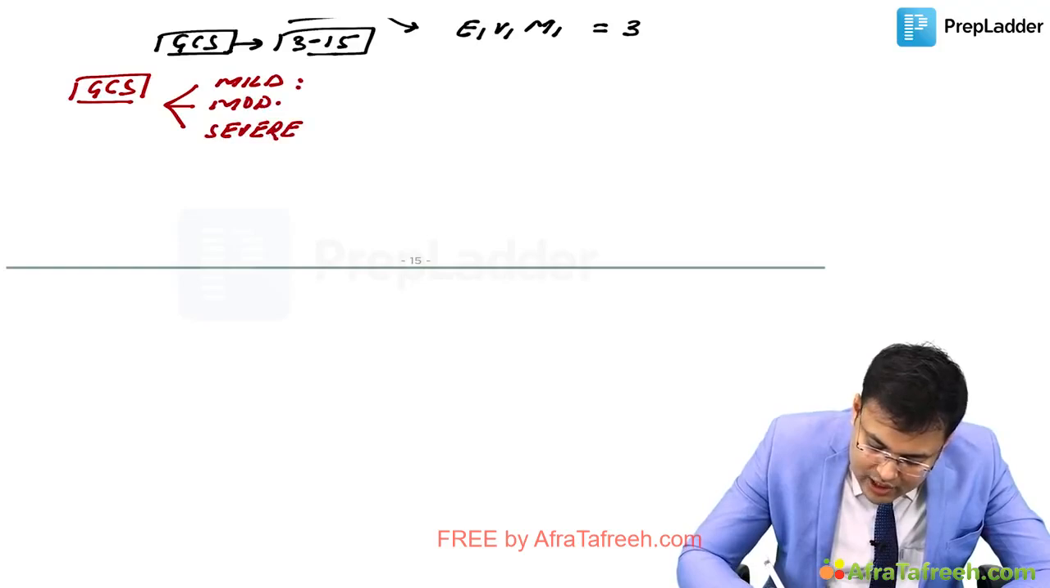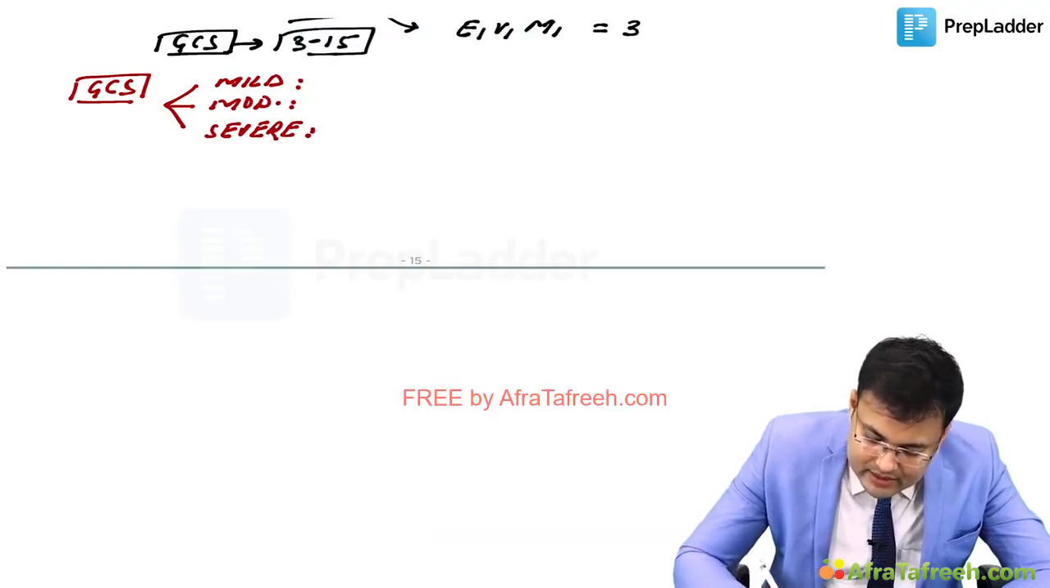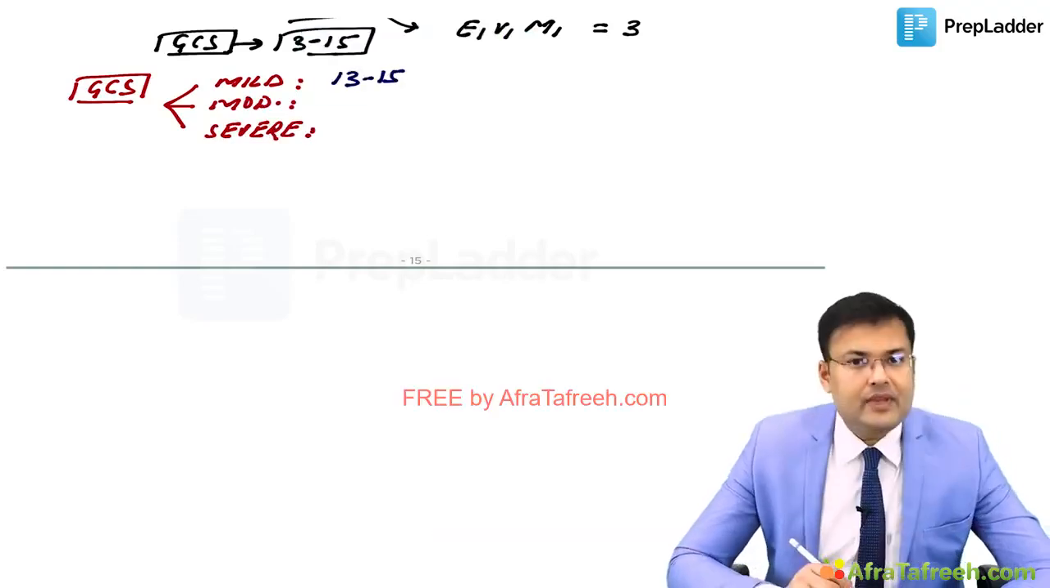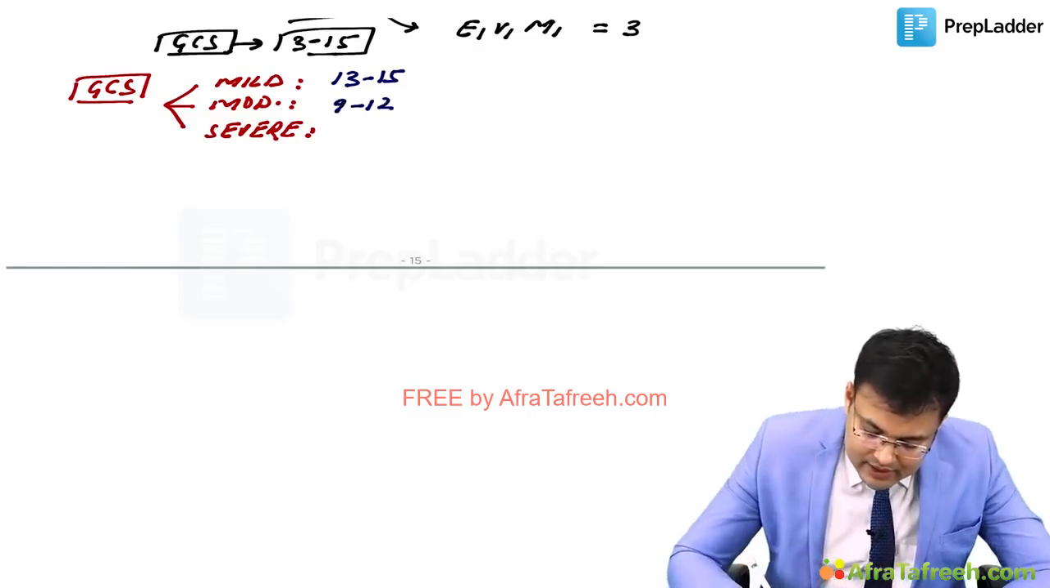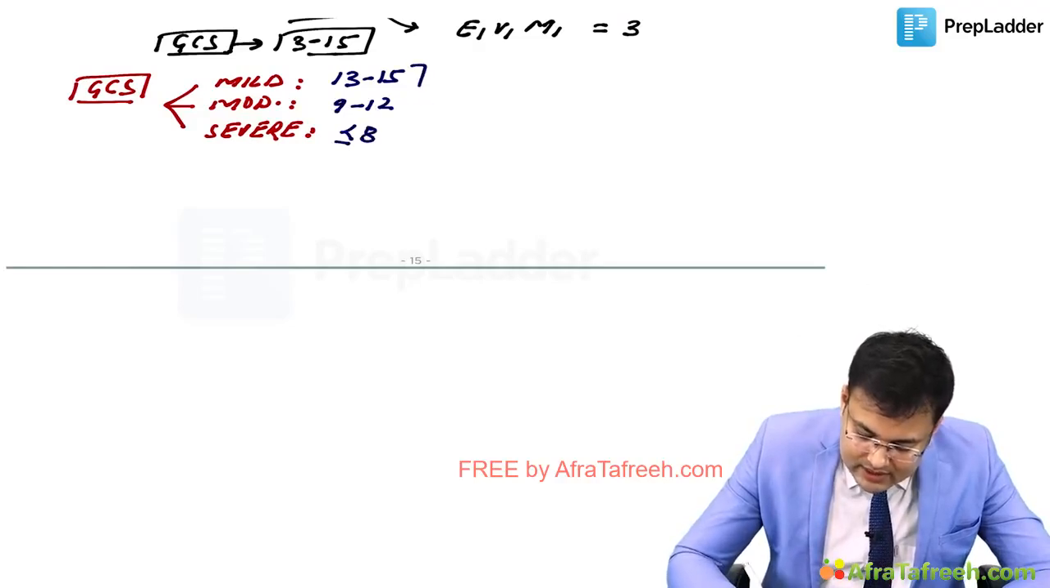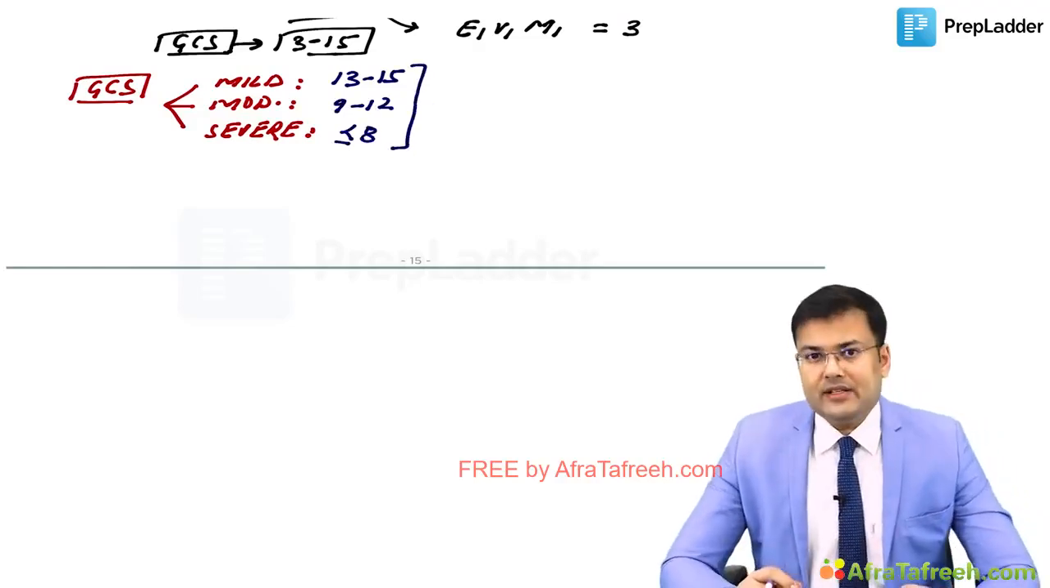Clear? So how much is the score in mild? It is 13 to 15. And how much is the score in moderate head injury? It's 9 to 12. And whenever the score is less than or equal to 8, it's the severe head injury.